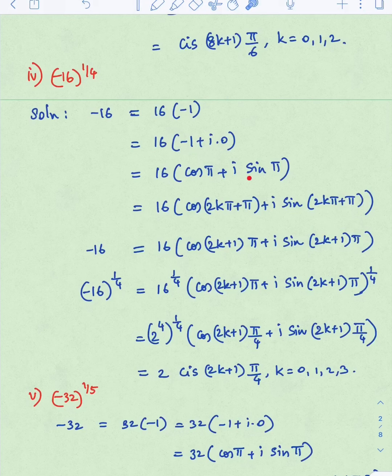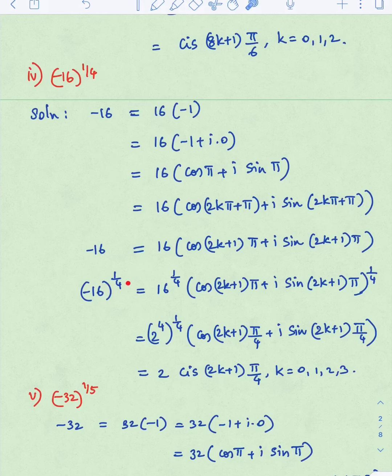So cos is negative and sin is positive. When is that possible? When the angle is pi. Cos pi is minus 1, sin pi is 0. So it is 16 (cos pi plus i sin pi). Next, this can be written as 2k pi plus pi. So minus 16 is this much.